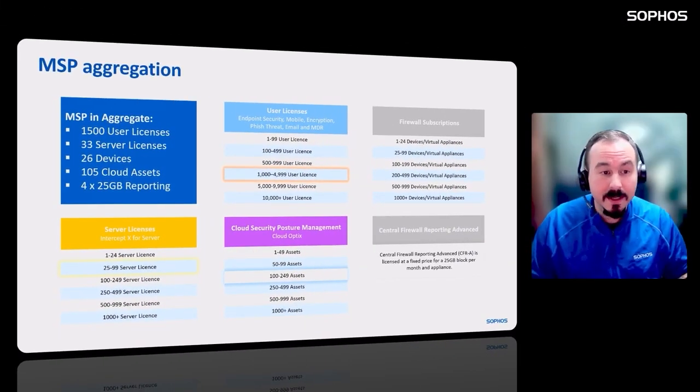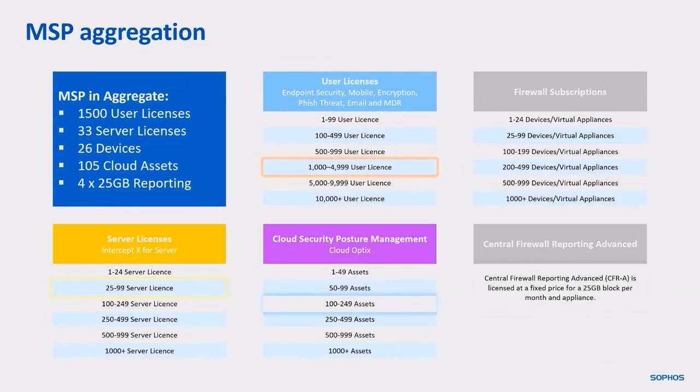And as a follow-on example, if this MSP decided to add a 10-user small business, that 10-user small business would still benefit from the 1,000 to 499 band, but their total count would not be 1,500, it would be 1,510. So we aggregate that all together, and you can see how that passes through to the firewall subscriptions, the server licensing, and the cloud optics.